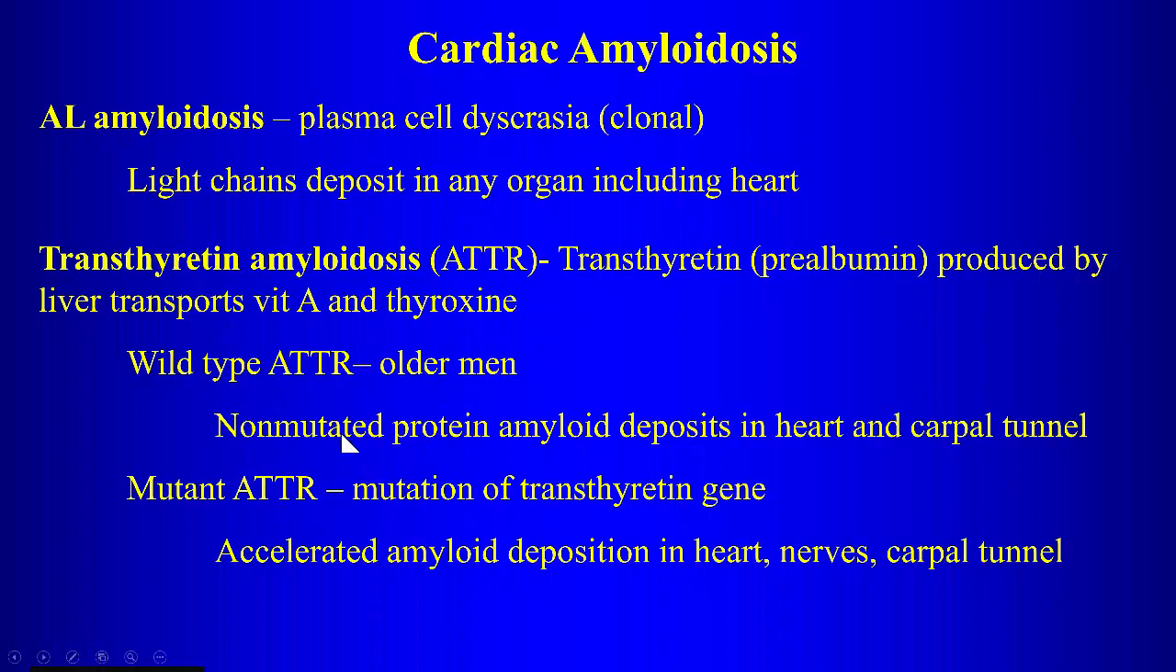And so here with the wild type, this tends to affect older men, wild type ATTR. Here it's a non-mutated protein, and so that deposits in the heart and carpal tunnel. Here where there's a genetic mutation of the transthyretin gene, you get amyloid deposition in the heart, nerves, and carpal tunnel. So in older patients who don't have underlying malignancy, there are these two different forms that you might run into.